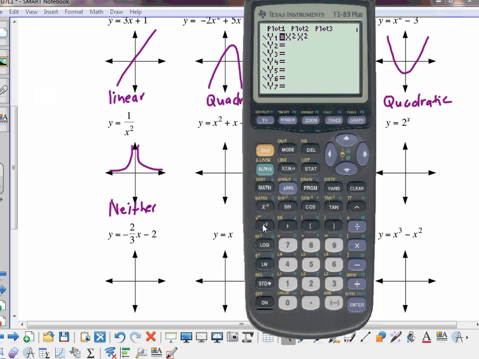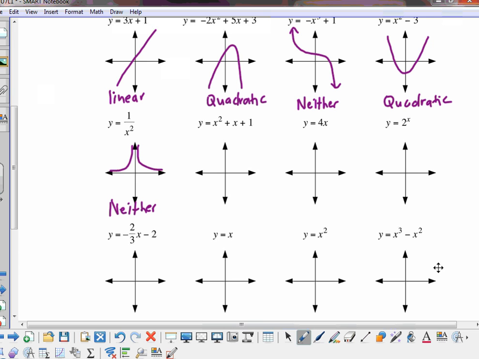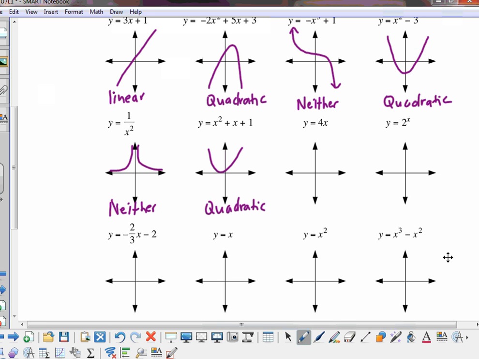X squared plus x plus 1. So again, it gives me a U. So U is quadratic. Y equals 4x. Graph that, and it's a line. So line is linear.